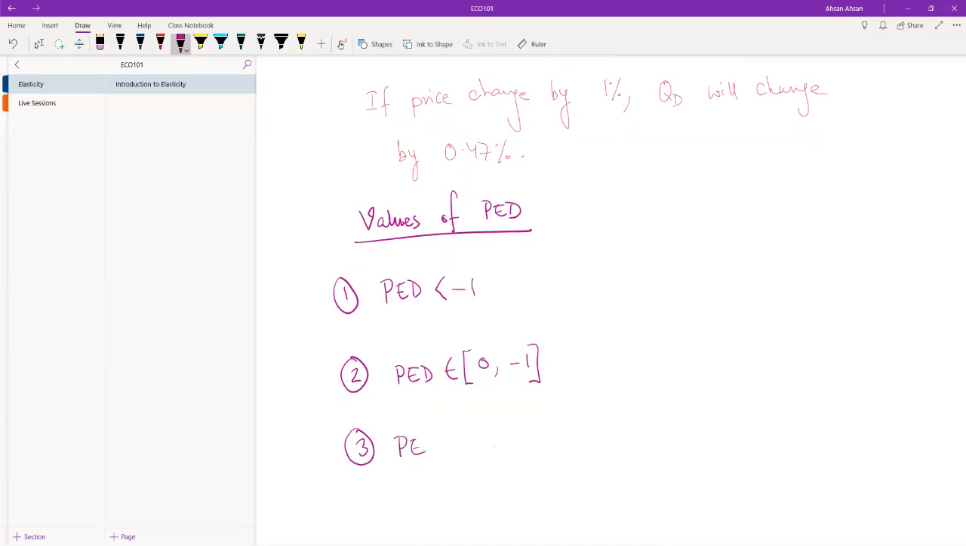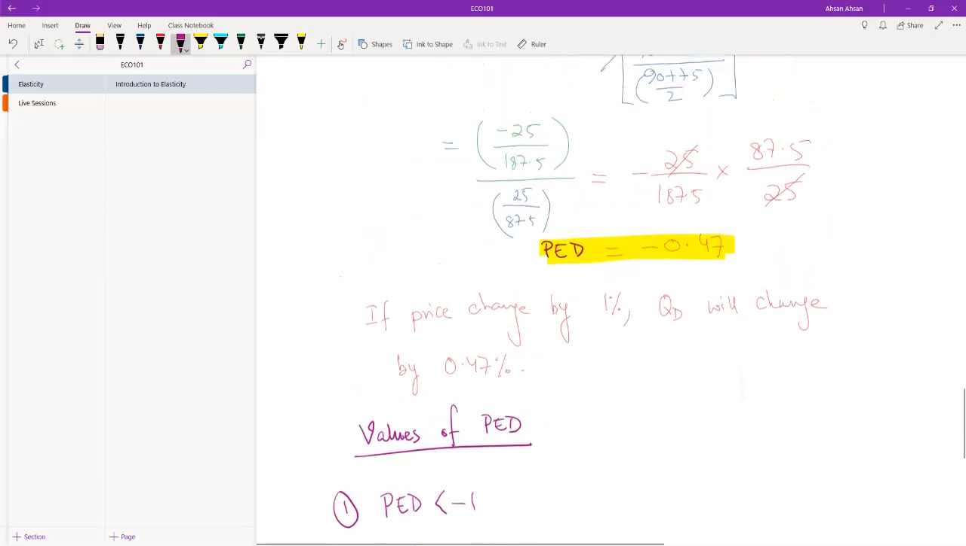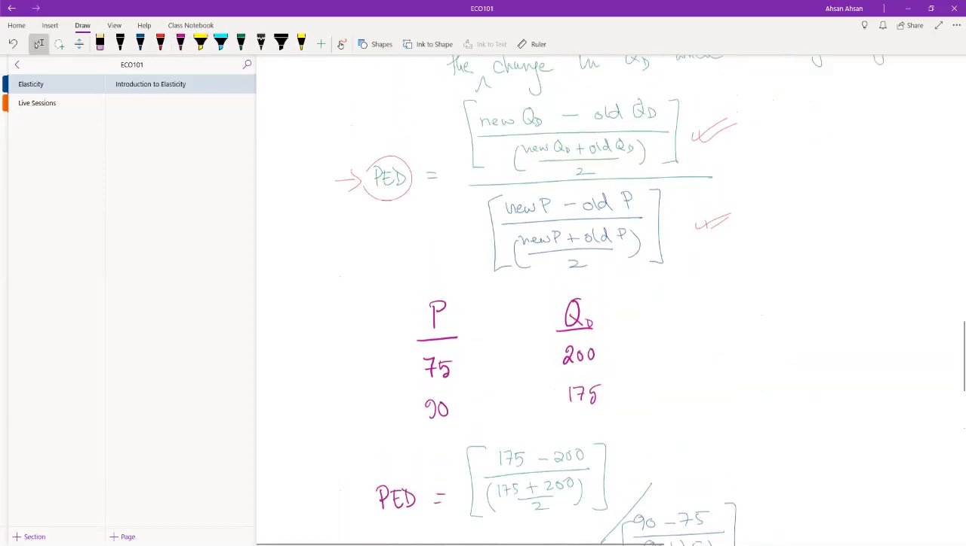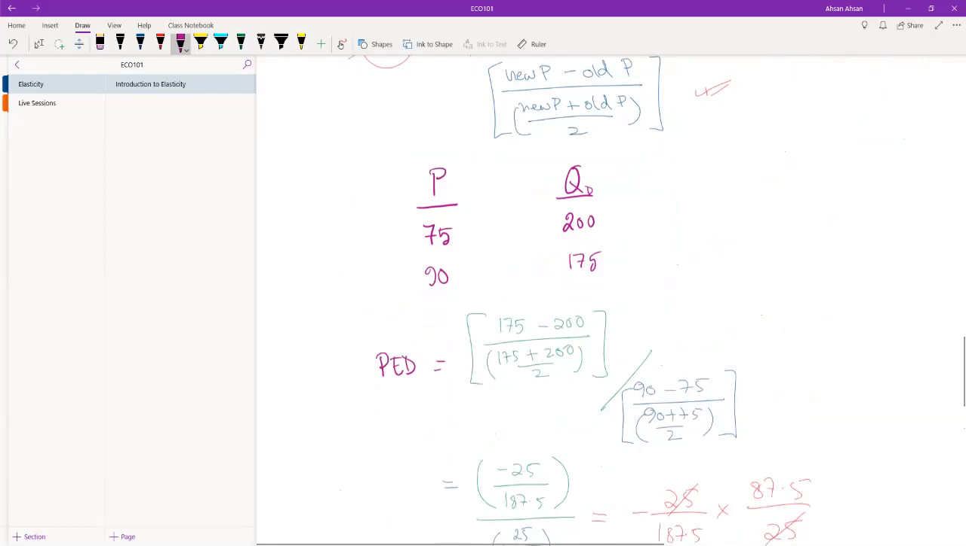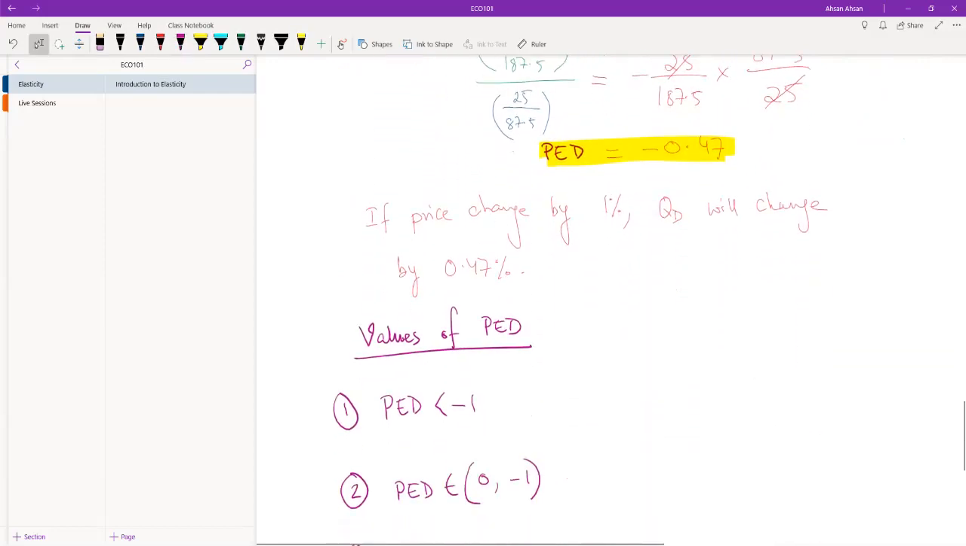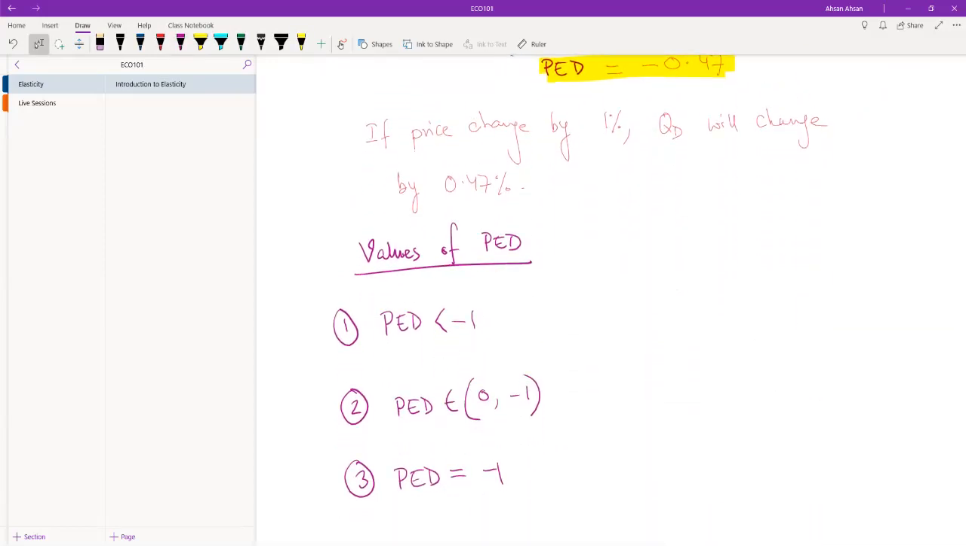And PED can be exactly -1. Let me just do it like this. Okay, so let me explain what each of these means. First of all, you guys should understand why PED is always negative, and that is what I already explained: either the numerator or the denominator is always negative and the other is always positive.